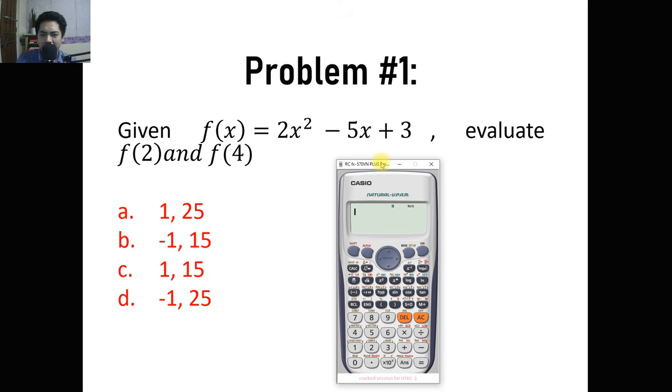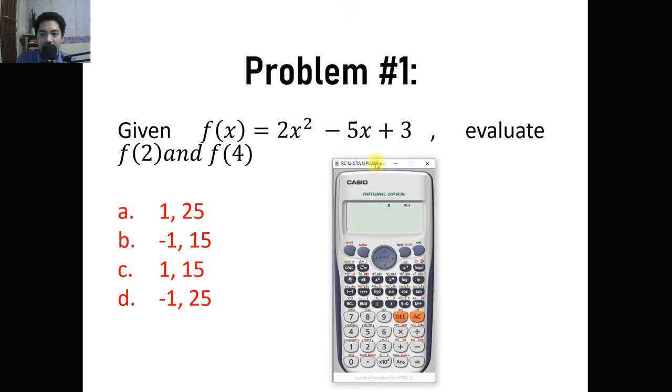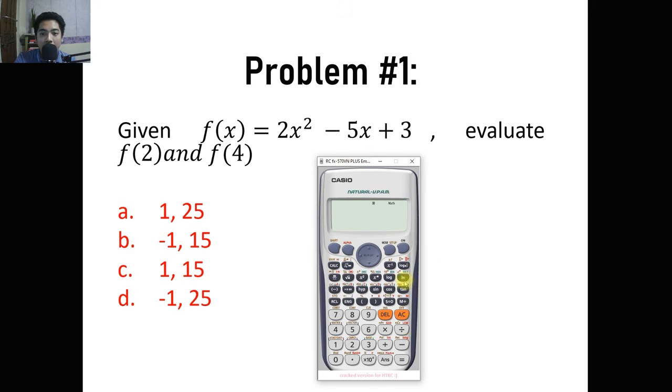We can do this manually. Of course, we simply substitute the values 2 and 4 in our function and evaluate, and we will get some values. But let's take advantage of the calculator. How are we going to do this? First, if it is off, we can press this button in order for us to turn on our calculator.